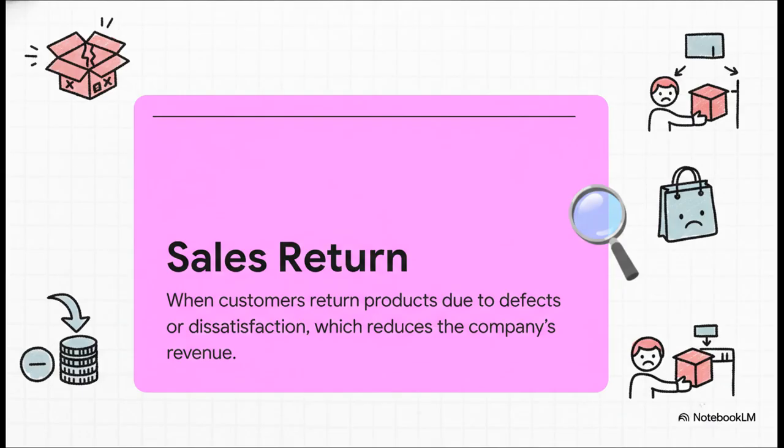So what exactly is a sales return? Well, it's pretty much what it sounds like. It's when you, the customer, bring a product back to the store because it's defective or you're just not satisfied with it. And for the company, that sale is now gone. Poof. It's a direct reduction of their revenue.